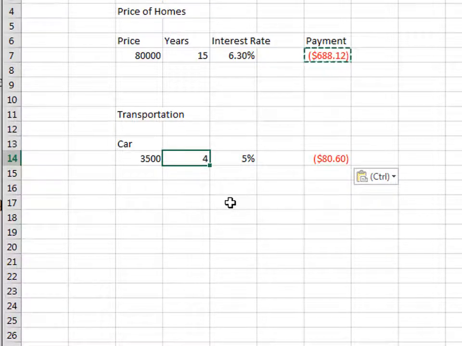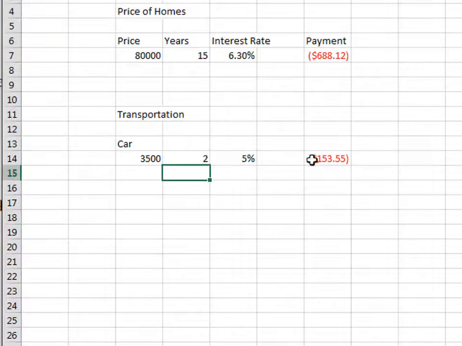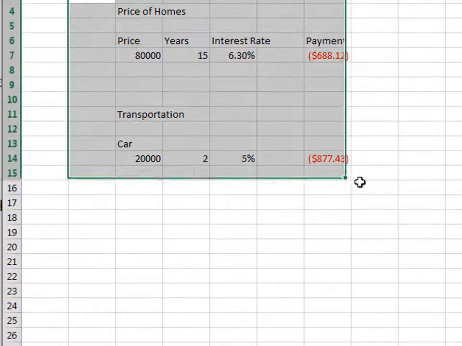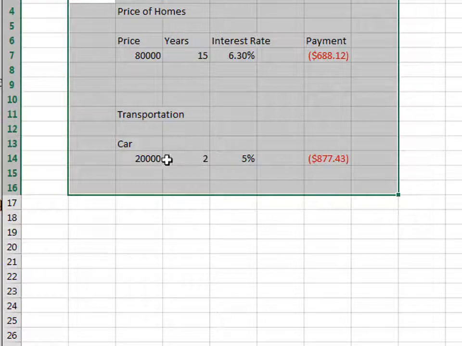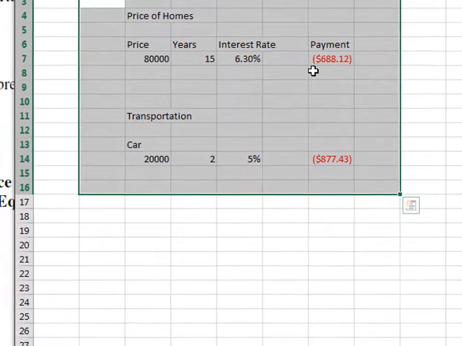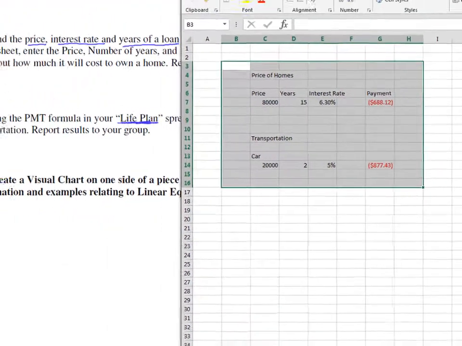If you wanted to get it done in 2 years, then you'd be able to change that and it'd be $153 and you'd be done paying off that car. Or if you wanted to buy a much more expensive one, $5,000 or $20,000 car, and it would change automatically there. With these in your life plan, fitted to your circumstances and your abilities and your anticipation, it will give you a much better idea of how to work your monthly budget and make it much more accurate for the plan of your life.